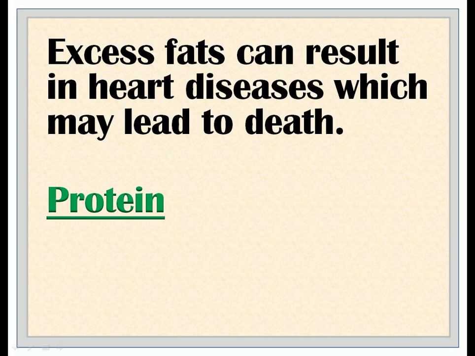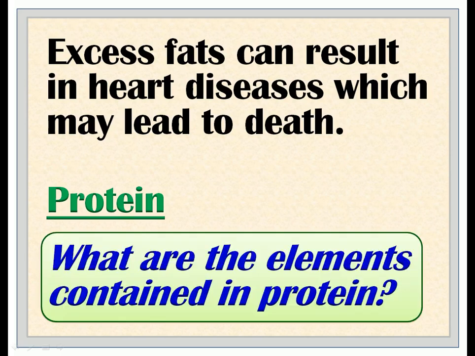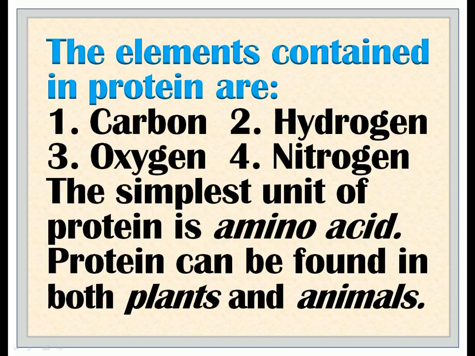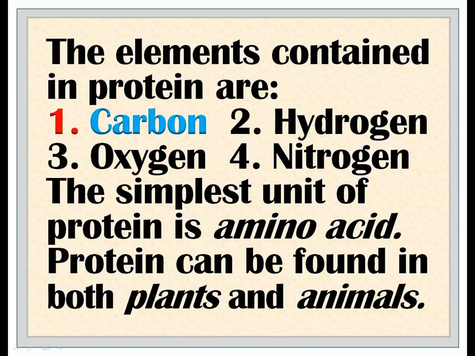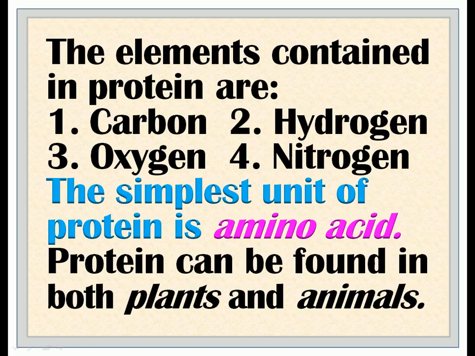Protein. What are the elements contained in protein? The elements contained in protein are 1. Carbon, 2. Hydrogen, 3. Oxygen, 4. Nitrogen. The simplest unit of protein is amino acid.